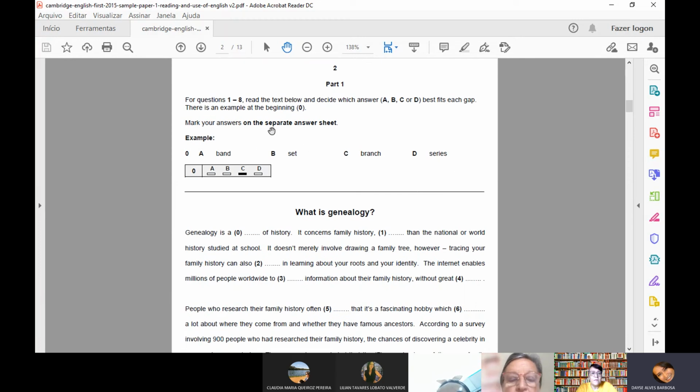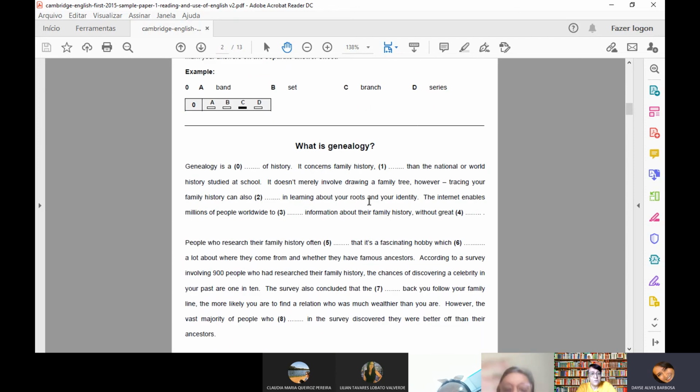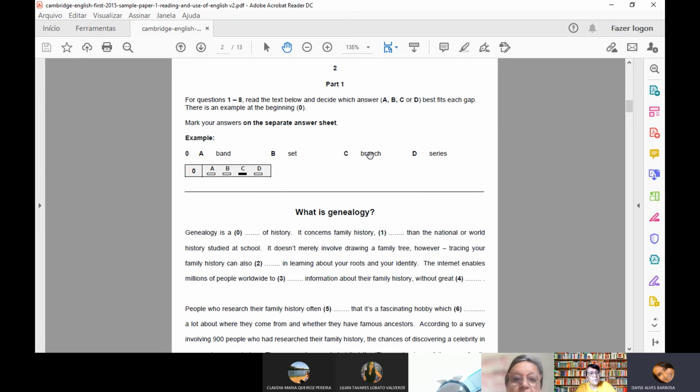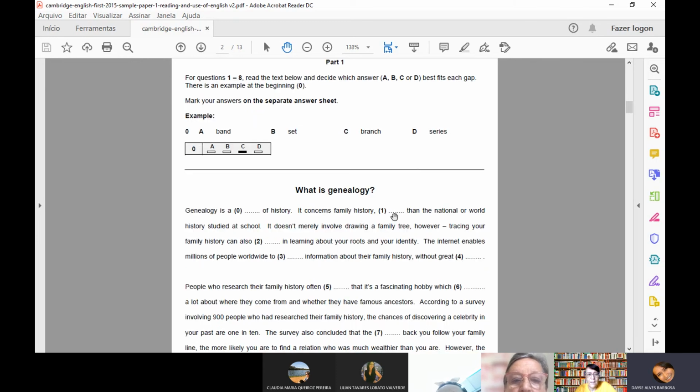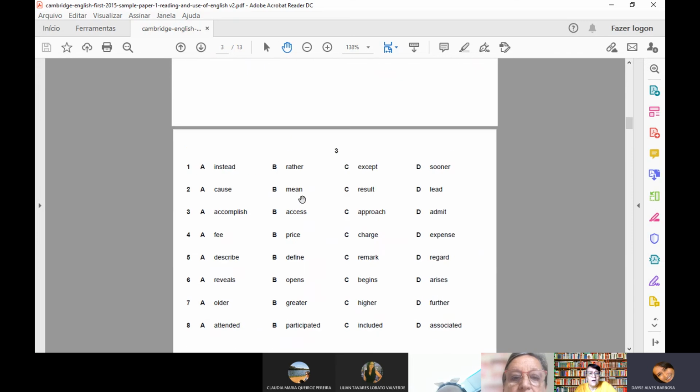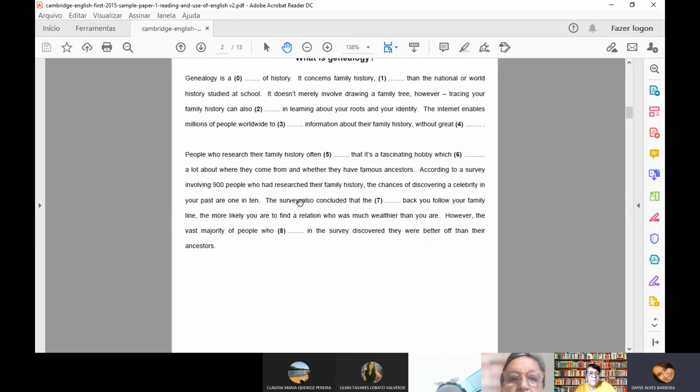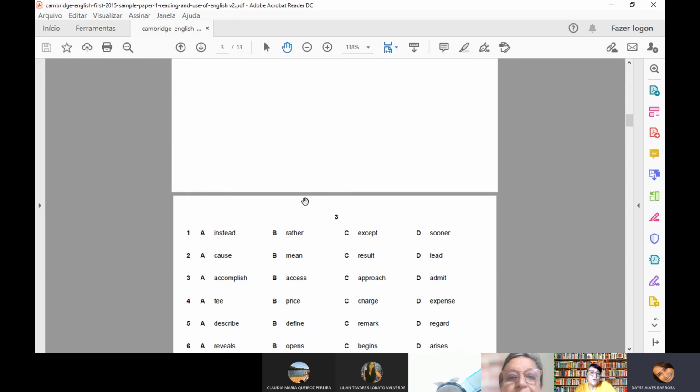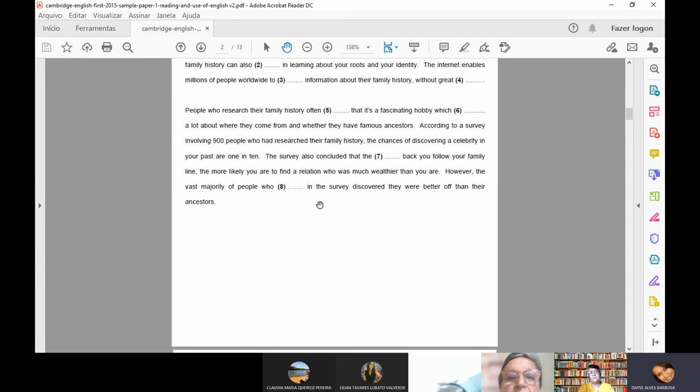You see, part 1 will always be this sort of question, where you have a text with gaps. There will always be an example on top, okay, the way you have here. It is the example of the answer sheet. The answer sheet will have this format where you just have to cover the whole rectangle area with pencil. And you read, and the options are here. When you are doing it on paper, of course, you turn over the page so you can check.